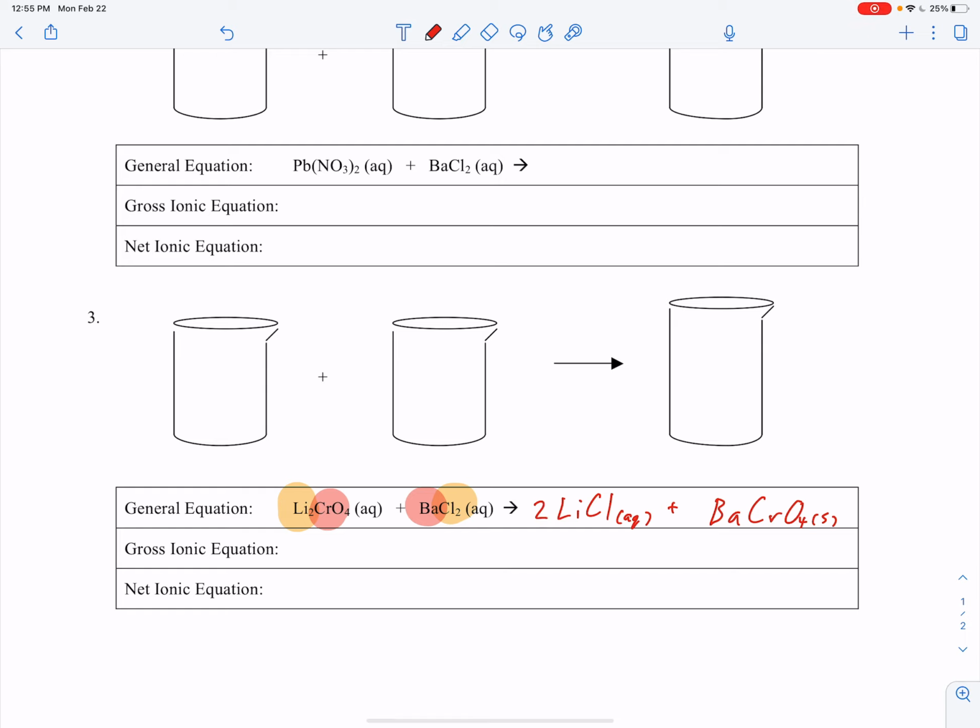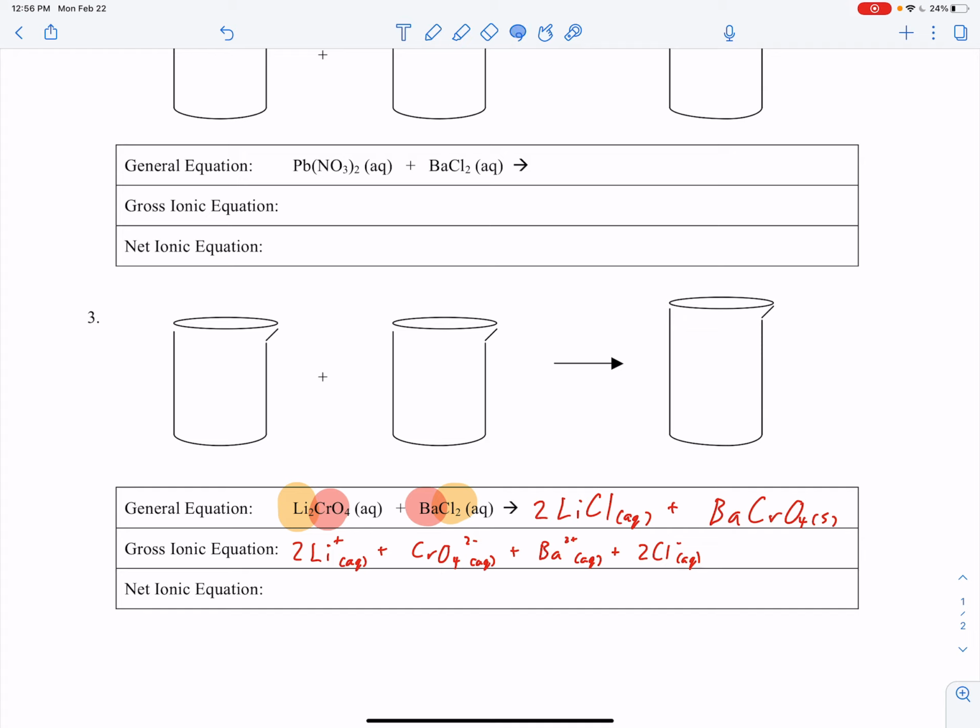There's 2 lithium and 2 chlorines, so we need to put 2 times LiCl. All right. Now, when you go to write the gross ionic equation, it is going to separate out all of the individual ions. So there are 2 lithium ions before reacting, and there's a chromate ion, of course. That's how you would write lithium chromate broken apart. And there's a barium ion and a couple of chloride ions. Okay, so those are our reactants.